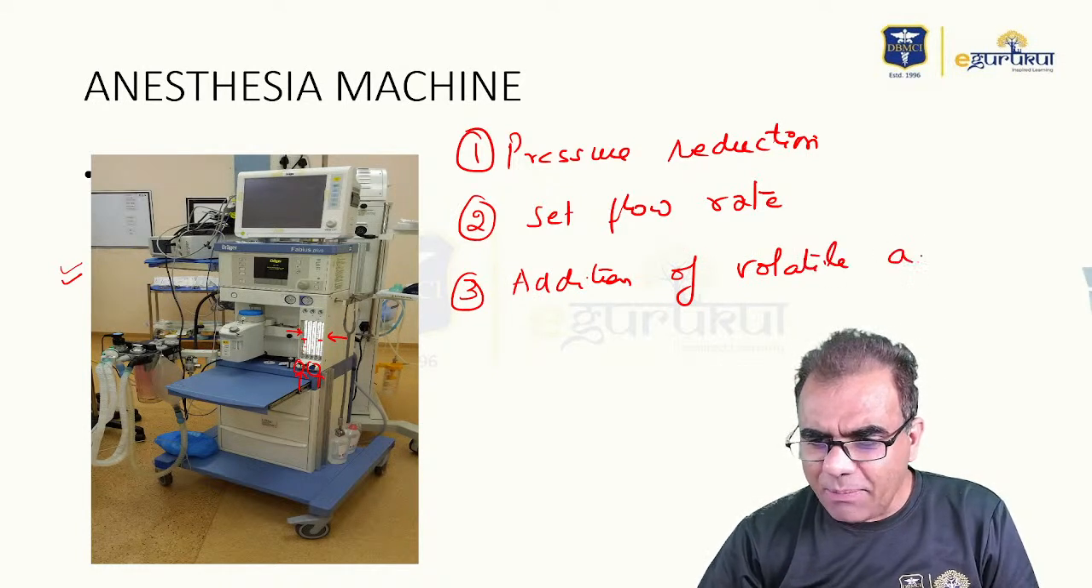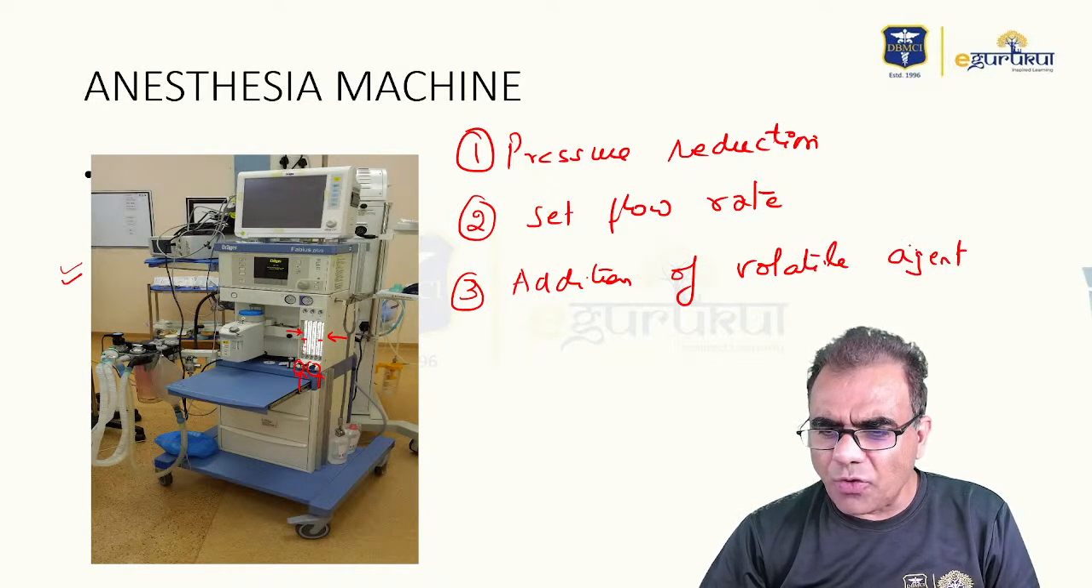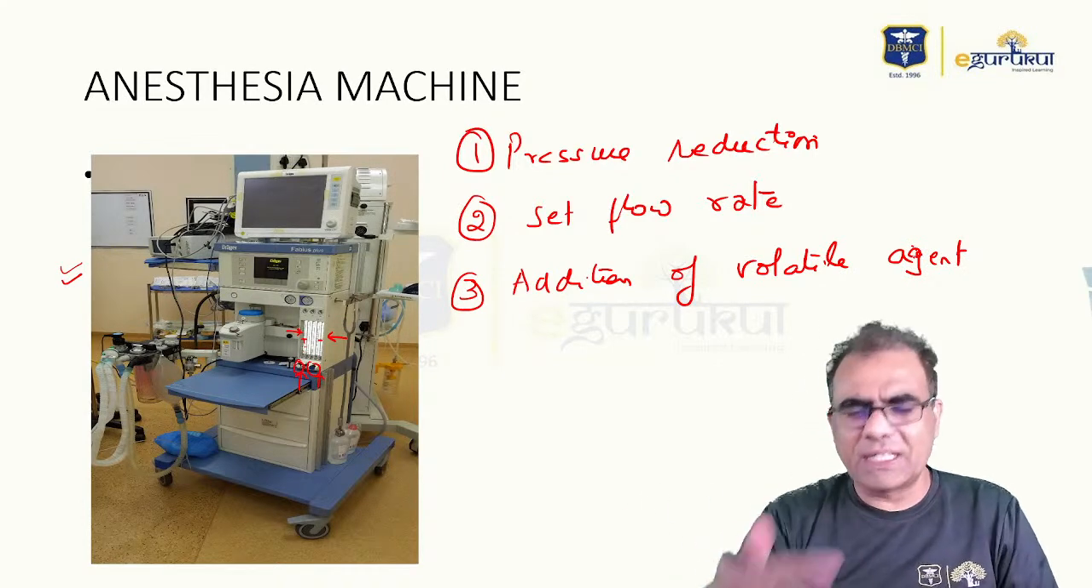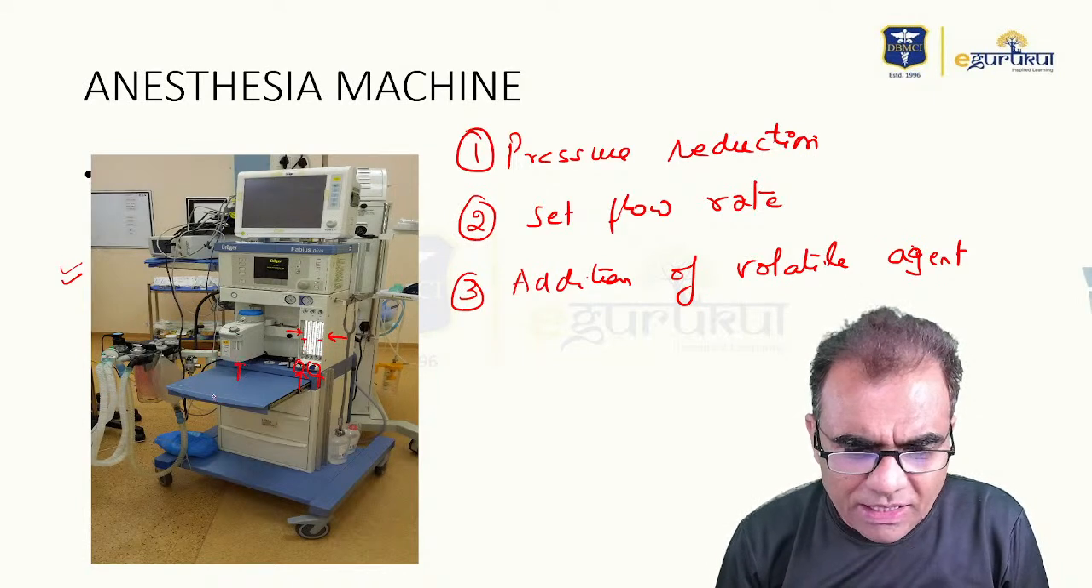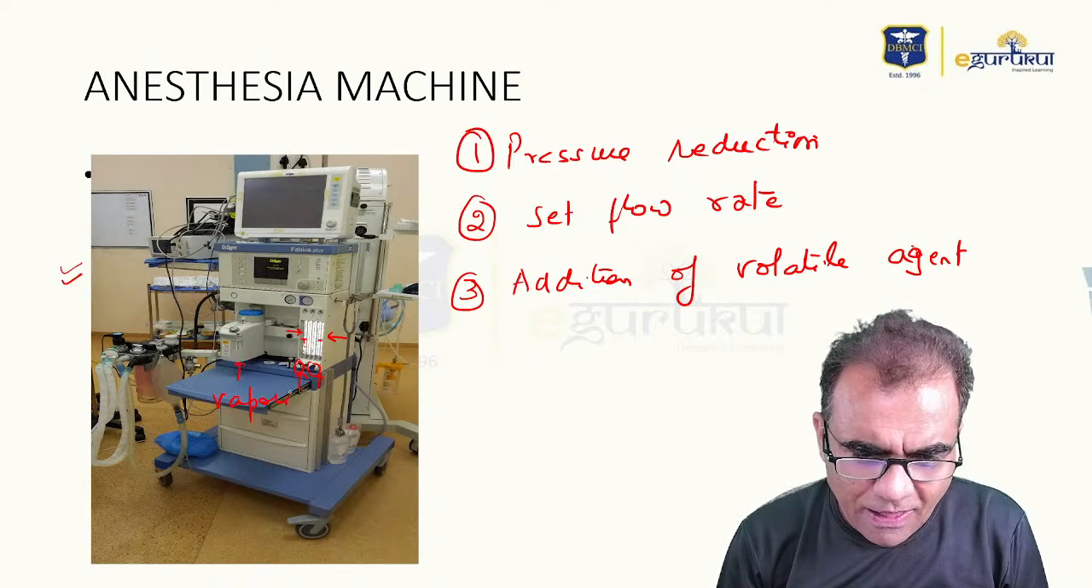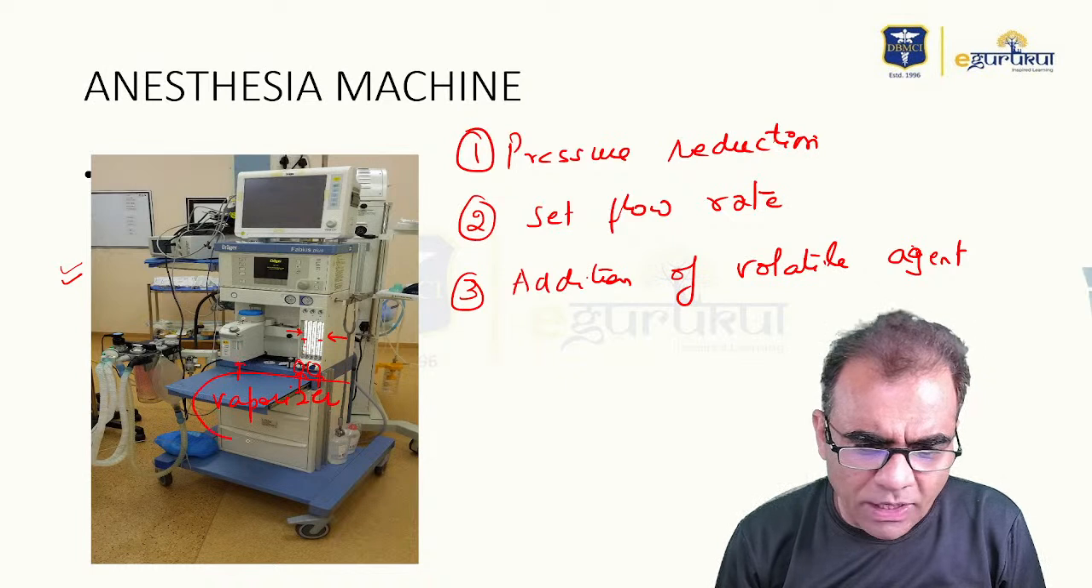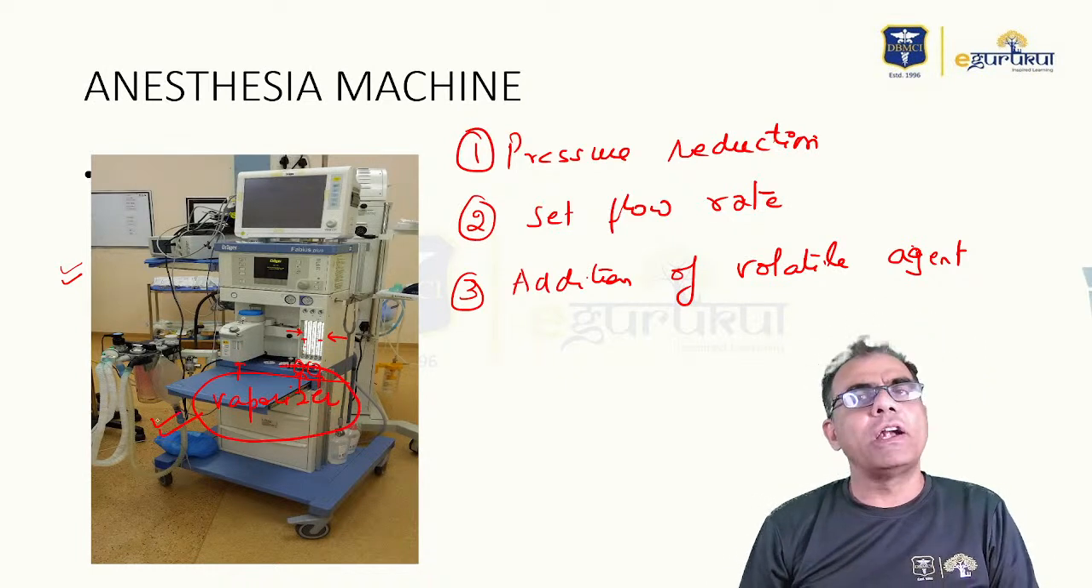Volatile agent can be anything: halothane, isoflurane, desflurane. We'll discuss this in detail later. So you can see this instrument. This is called a vaporizer. So the vaporizer is the instrument which is used to deliver volatile agents.